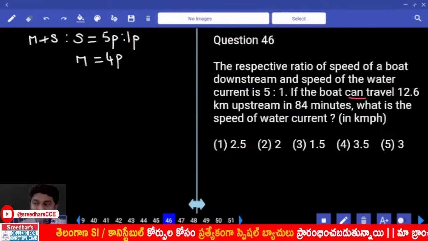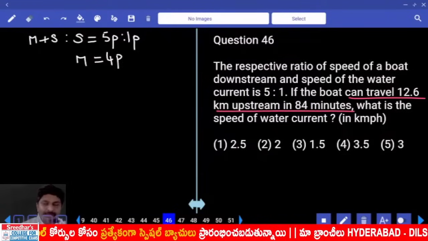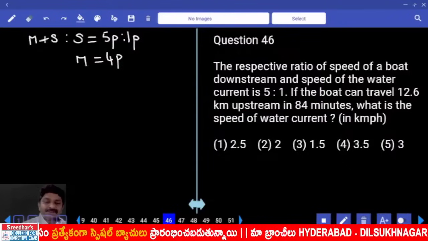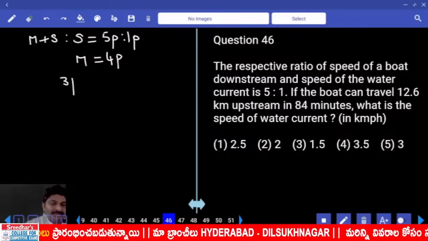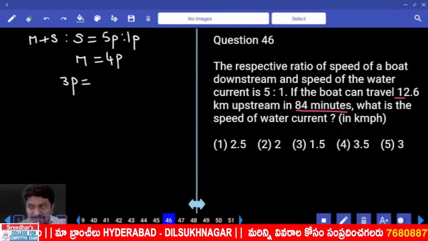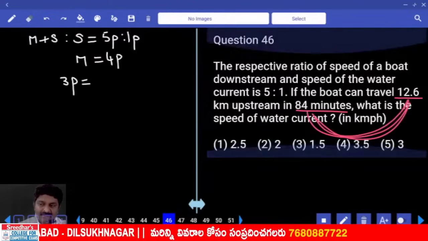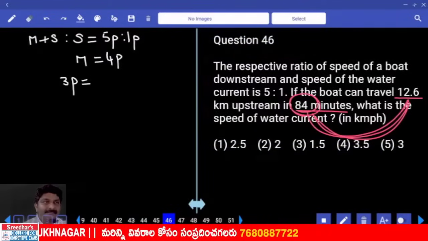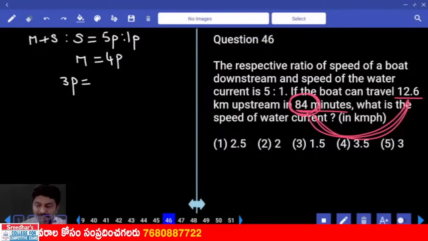If the boat can travel 12.6 kilometers upstream in 84 minutes. So to calculate upstream speed, M minus S, which is equal to 3 parts, that is equal to, in 84 minutes it can cover 12.6 kilometers. Observe the relation between these two. What is half of this number? Come on, answer. Half of this number, 42.